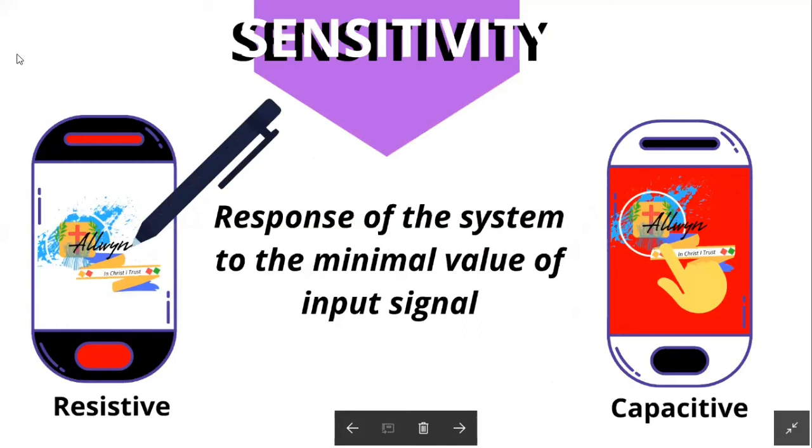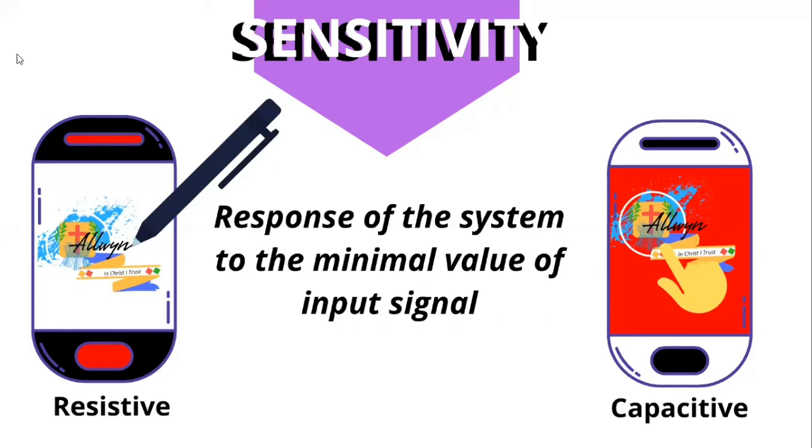Sensitivity is the response of the system to the minimum value of input signal. Let's take a system, whatever the system may be. Obviously the system will give output if you give it an input, right? So sensitivity is the minimum input that we give so that we get an output. We say sensitivity in most cases, in motors, in a system.